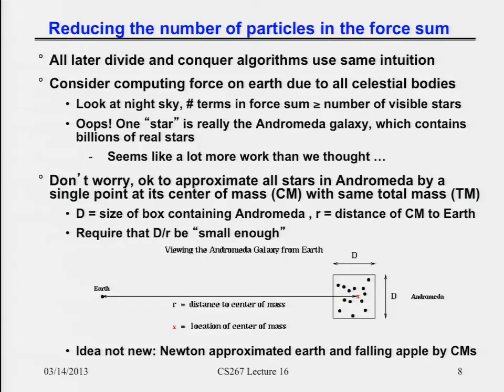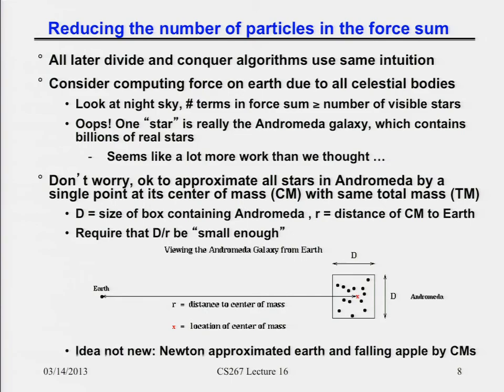So now, let me tell you the basic mathematical idea for how you take a sum that looks like it has N particles in it and make it arbitrarily shorter. Let's suppose you want to compute the force on the Earth from everything else in the universe. So you walk out at night and you look up in the sky and you see about a billion little white dots and you say, my goodness, that's a very long sum I have to compute for the force on the Earth. And then you realize that one of those little white dots is really the Andromeda galaxy. And it has another billion little white dots inside of it. And you say, the problem has just gotten harder. But your first impression was correct.